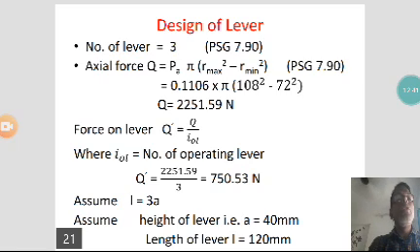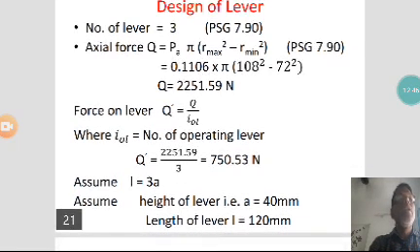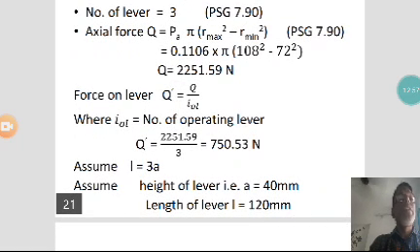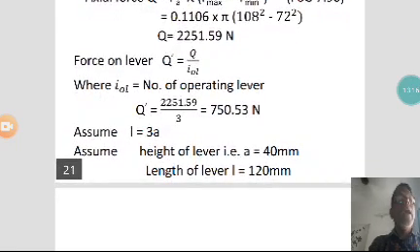Axial force Q is equal to PA into pi into R maximum square minus R minimum square. If you substitute the PA, R max and R minimum, you will get the Q. Now Q is the axial force, generated by the spring. Now the force on the lever, definitely this total force will act on the lever. There are 3 levers, so the force on each lever is the total force divided by the number of operating levers, which is 3. From that you will get Q dash, it is 750.53 Newton.